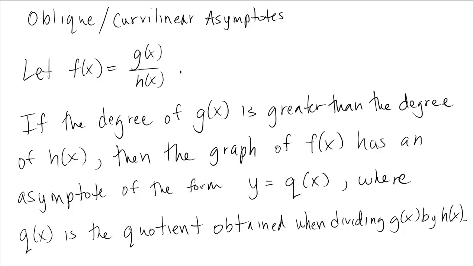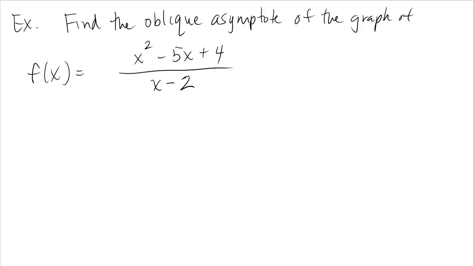Let's do an example of this, and in this first example we're going to get an oblique or a slanted asymptote. Let's find the oblique asymptote of the graph of f(x) equals (x squared minus 5x plus 4) divided by (x minus 2). You can tell that this graph isn't going to have a horizontal asymptote because the degree of the numerator is bigger than the degree of the denominator. The way that you can tell that this is going to be an oblique asymptote is because the degree of the numerator is 1 bigger than the degree of the denominator. So the asymptote is going to be a slanted line.